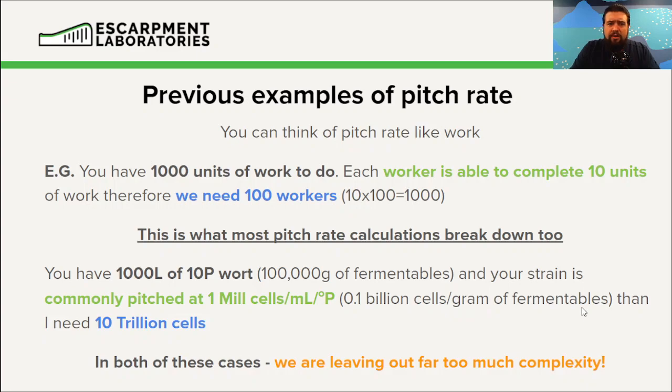Say we have 1,000 liters of 10-degree Plato wort, which is equivalent to about 100,000 grams of fermentables. Your strain is commonly pitched at 1 million cells per mil per degree Plato, which means we need 10 trillion cells. This is the same idea, and it leaves out a glaring amount of complexity that we will be diving into today. And then we'll cycle that back and show how that impacts what we talk about as pitch rate.